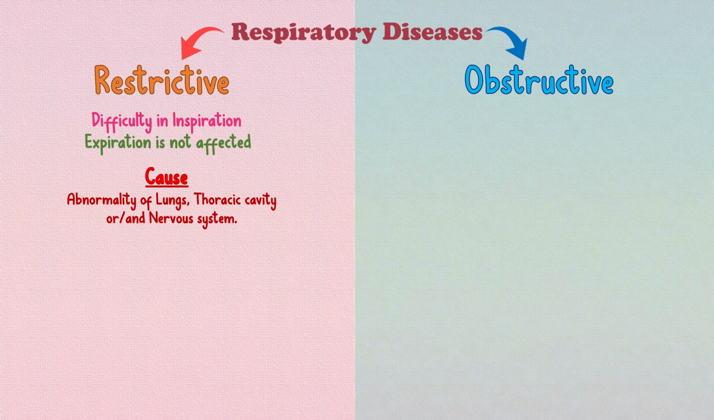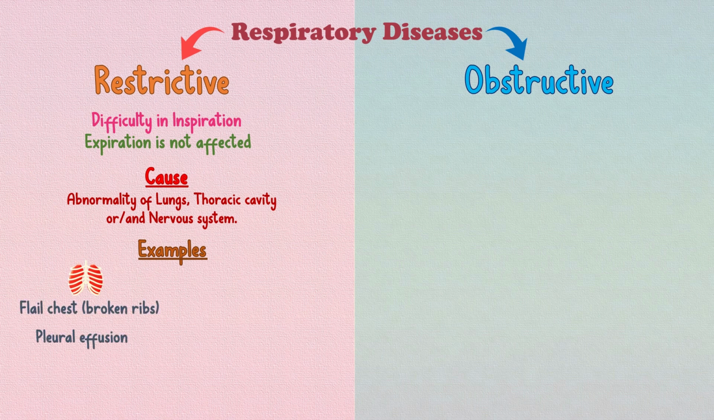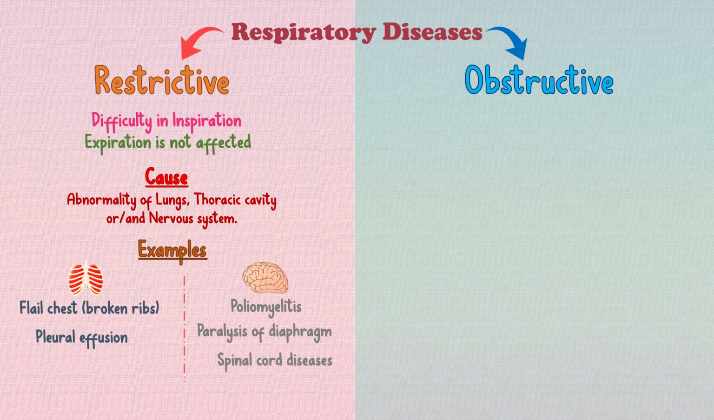Well, the restrictive respiratory diseases involving thoracic cavity include flail chest or broken ribs, and pleural effusion, while those involving central nervous system include poliomyelitis, paralysis of diaphragm, and spinal cord diseases, while myasthenia gravis involves both CNS and thoracic cavity. While obstructive respiratory disease is the abnormal respiratory condition characterized by difficulty in expiration.